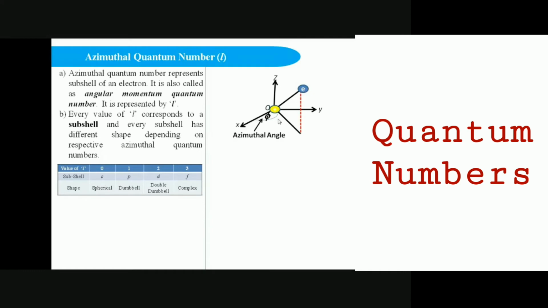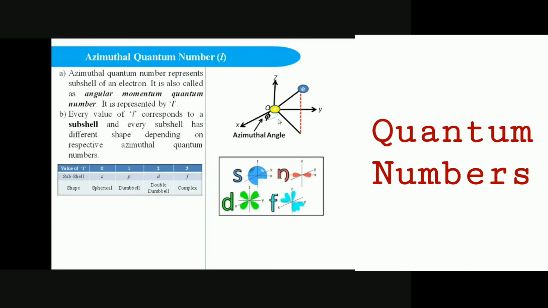If we solve by the quantum mechanical operator, we can determine this L. Okay, and these numbers are given some alphabetical representation. If it is 0, it is S. If it is 1, it is P. If it is 2, it is D. If it is 3, it is F. Now these are the representations.